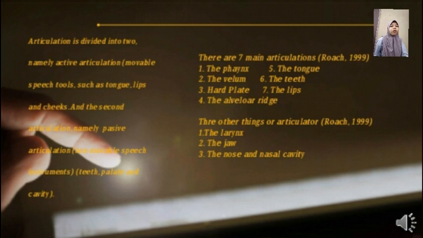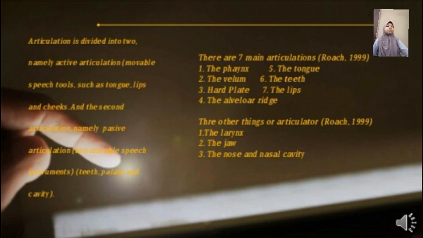Next, articulation is divided into two, namely active articulation and passive articulation. Active articulation involves speech organs that move, such as the tongue, lips, and cheeks. The second, passive articulation, involves speech organs that cannot move, like the teeth, palate, and cavity. You can see in there, the teeth cannot move. This is an example of passive articulation.